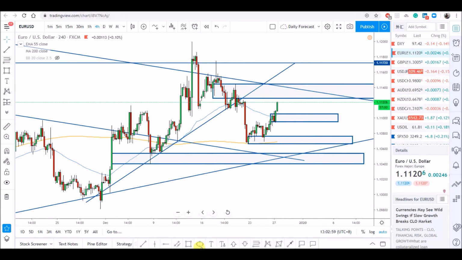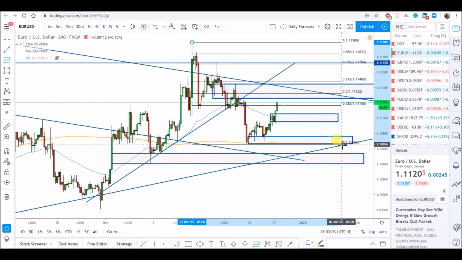And I just want to plot a Fibonacci retracement as well. Price has recovered more than 38.2%, heading towards 50%, and then the 61.8%. So this is the best region I'm looking at to sell the euro against US dollar. So it could be today. If it's not going to happen today, but at least it still gets resisted within this zone, then we can look to sell again on the following week.